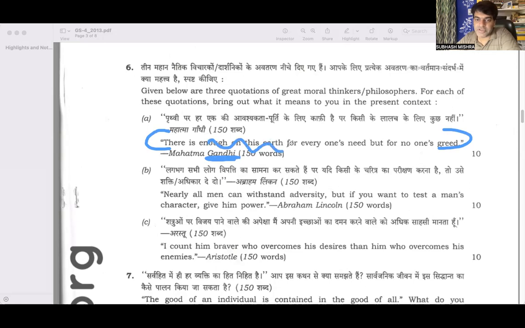There is enough on this earth for everyone's need, but not for anyone's greed. Let's now come together, both of you, come together and depose before me what I have already told you in this session itself, what can be related here, related to Gandhi, through his own thinking.